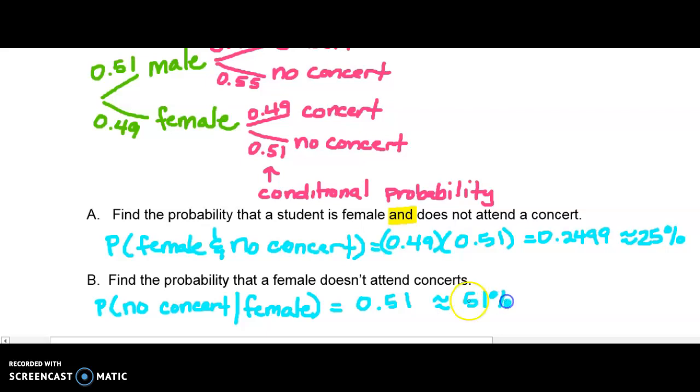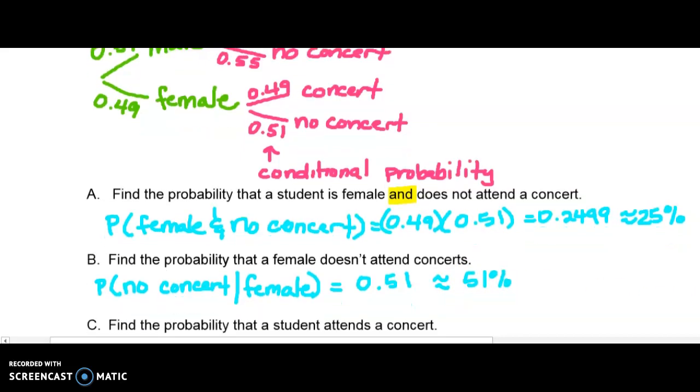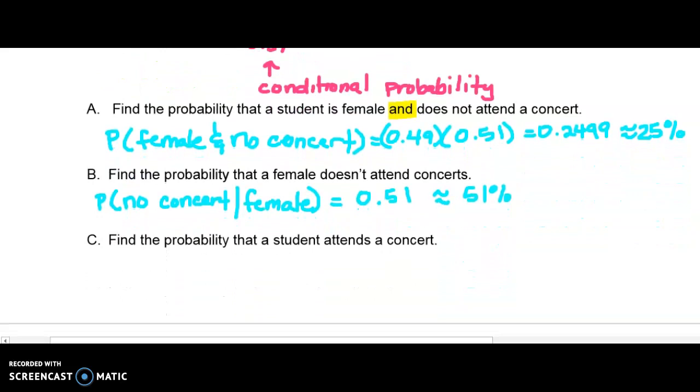That should be exactly. And then our last one, find the probability that a student attends a concert. Well, you can be male and go to concerts, or you can be female and go to a concert.